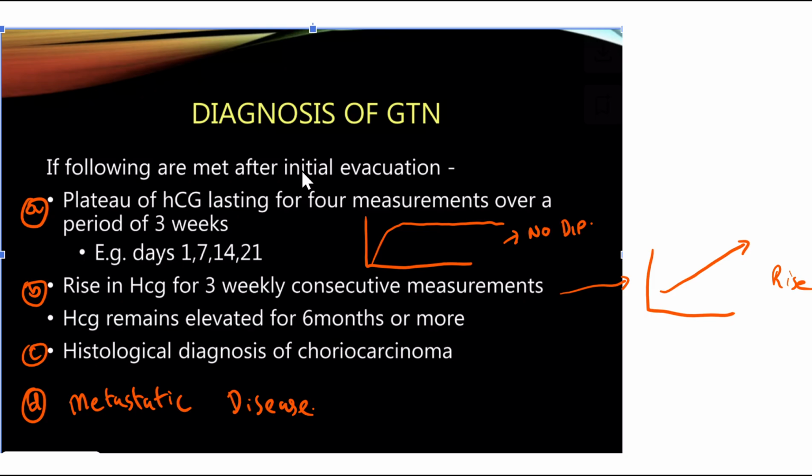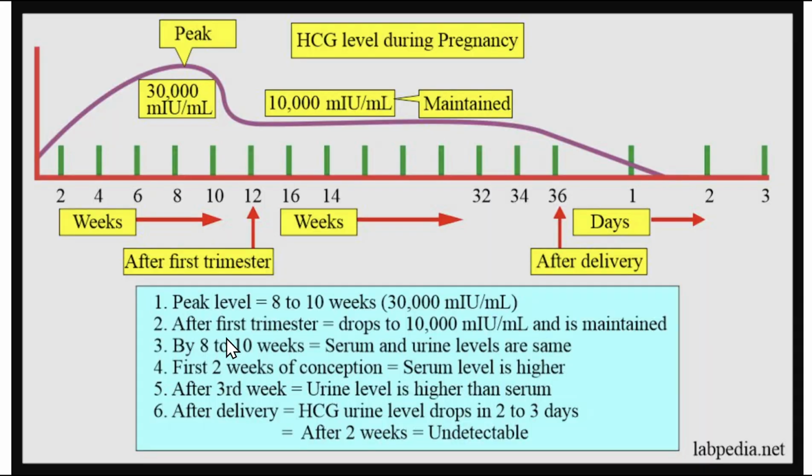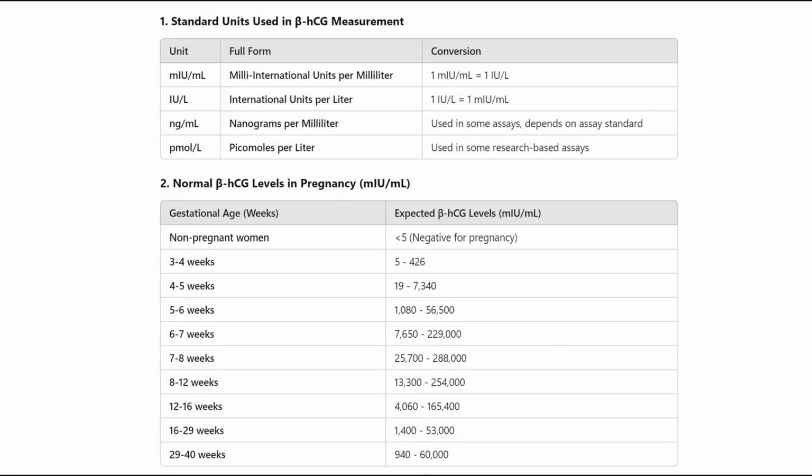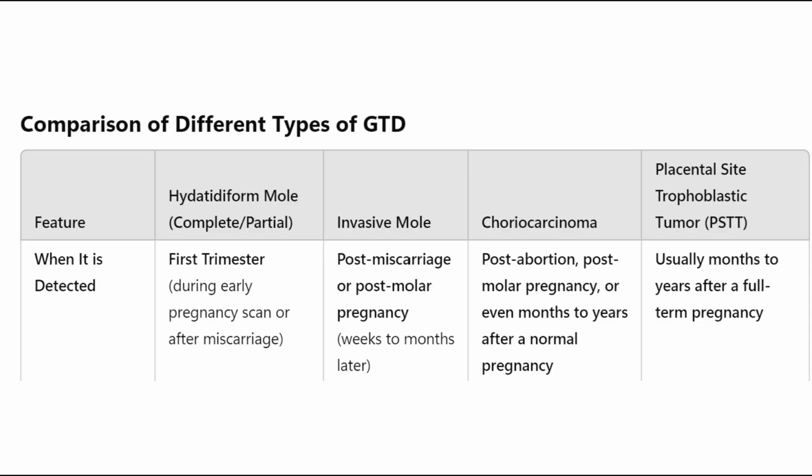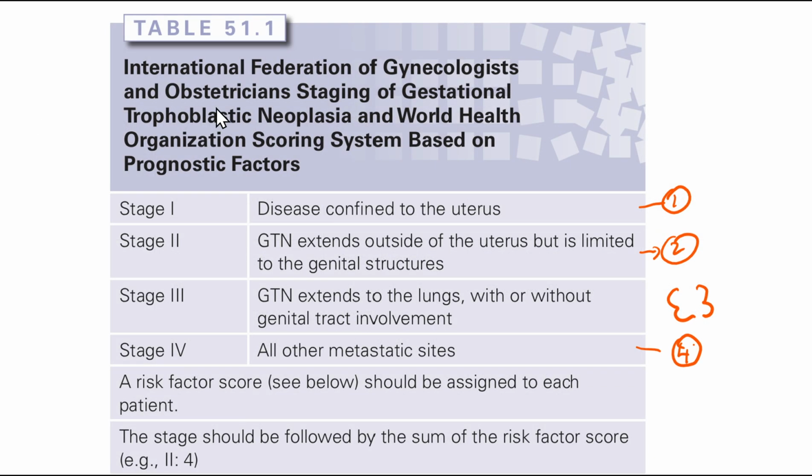Now, there are two ways to diagnose it, and one is if there is a plateau of HCG and it's not dipping, or HCG continues to rise, or you have histological diagnosis, and we arrive at the diagnosis of choriocarcinoma. We already discussed HCG levels, and it depends on when you have this abnormal HCG. If you have it in the first trimester, then you should suspect molar pregnancy. But if you detect it post pregnancy, then it's more concerning for invasive mole and choriocarcinoma, and that's why the grading has this factor.